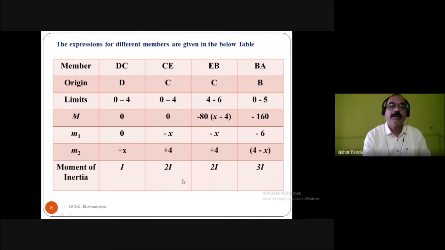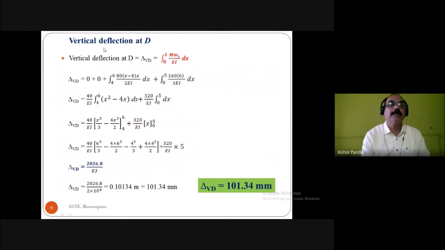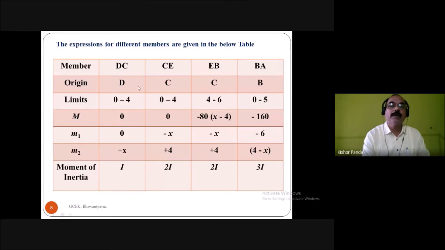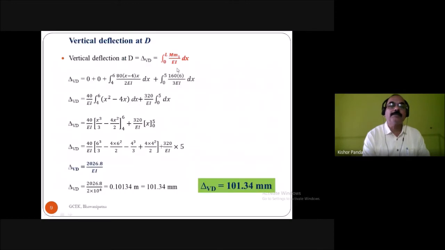Then you find out the vertical deflection at D and the horizontal deflection at D. For the vertical deflection, you have to take the moment capital M and small m1, and for the horizontal deflection, you have to take capital M and small m2. This is the formula: vertical deflection at D is equal to the integration from 0 to L of M m1 by EI into dx. You just have to put the moment and the integration limit in this expression.